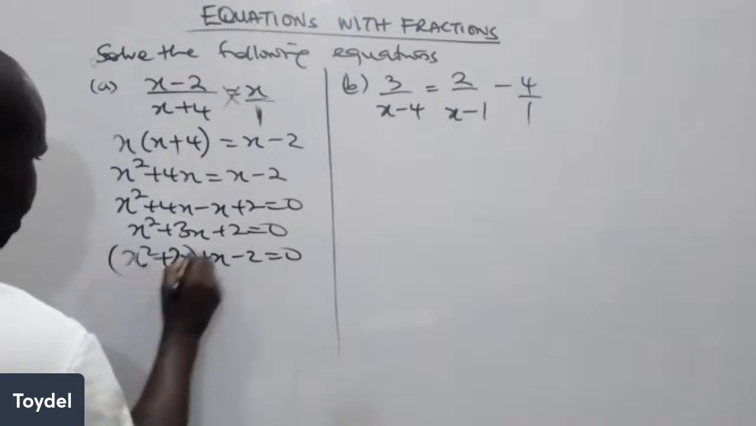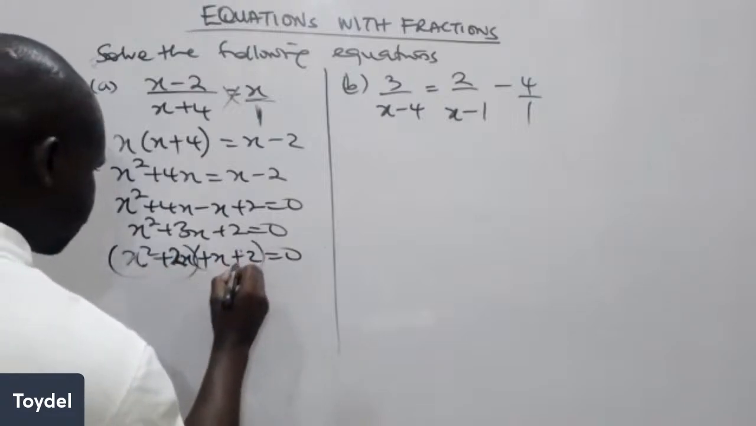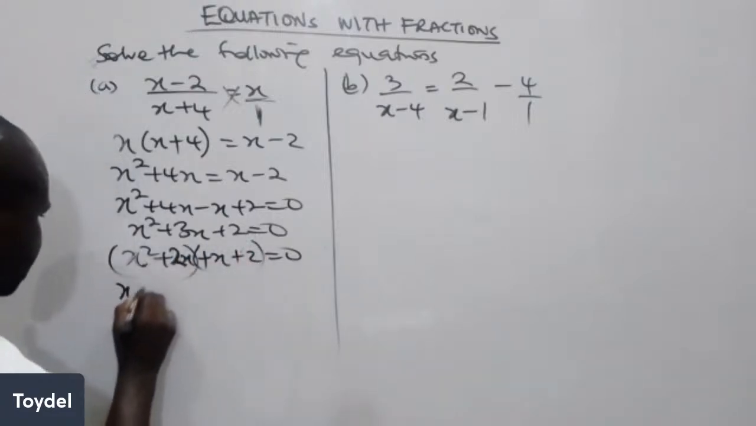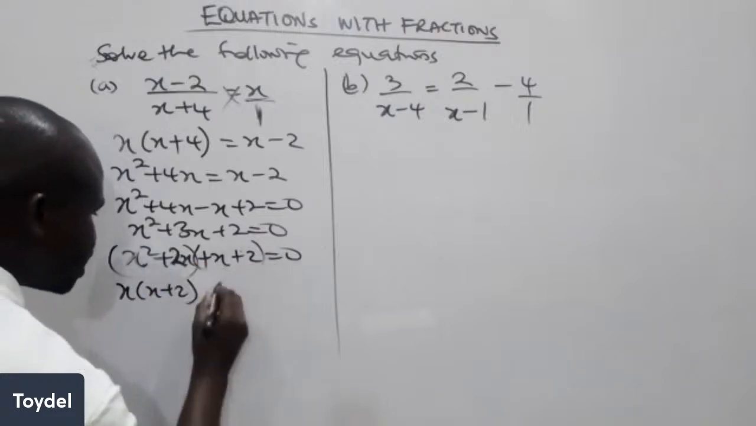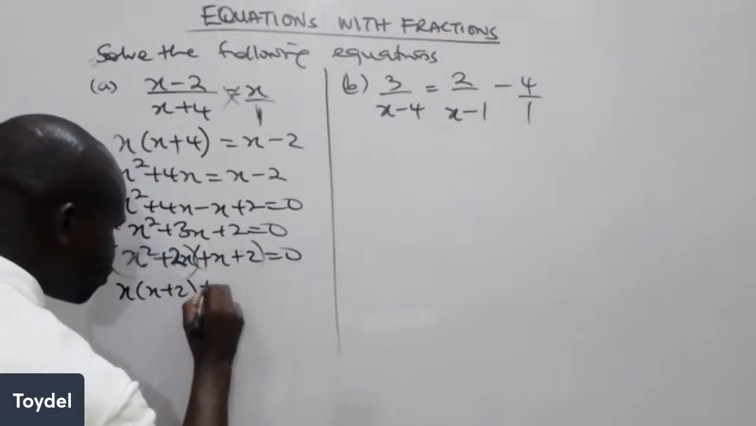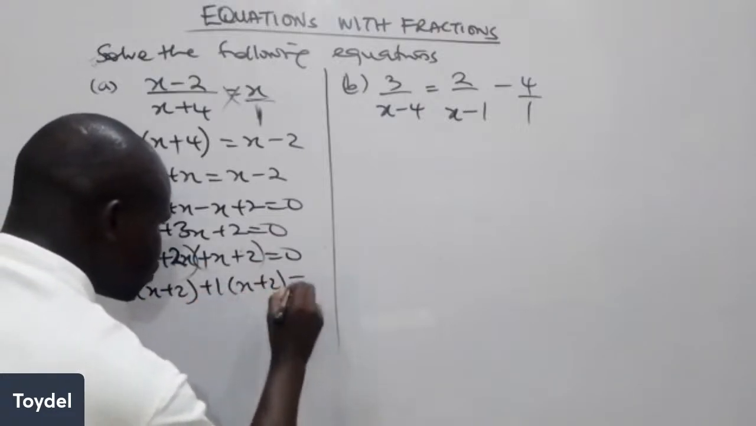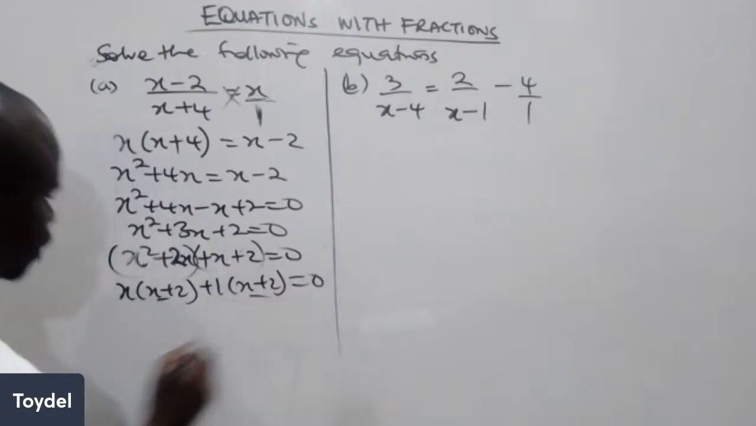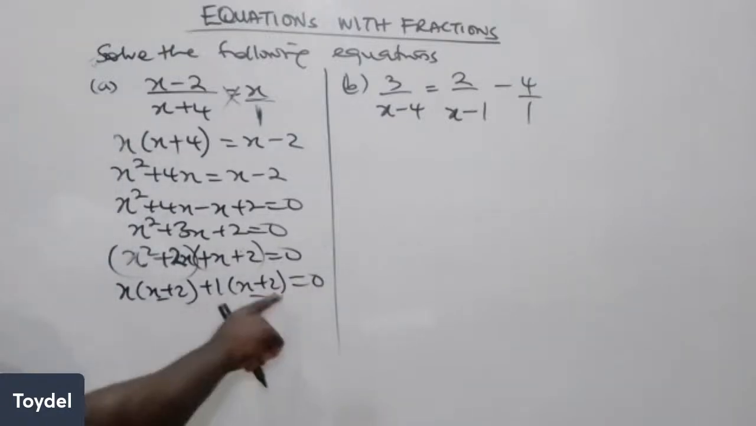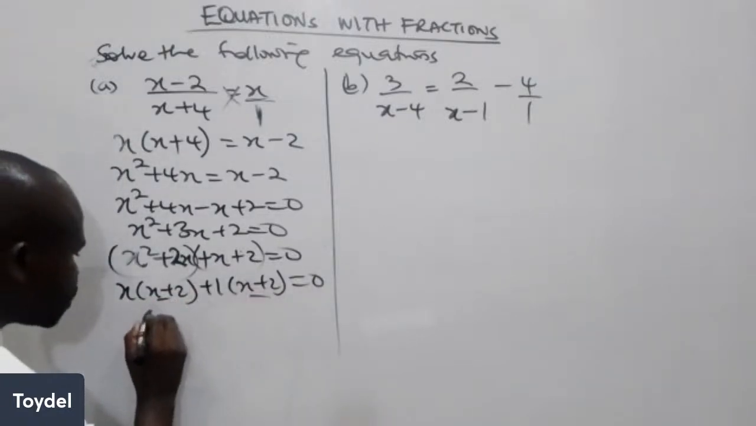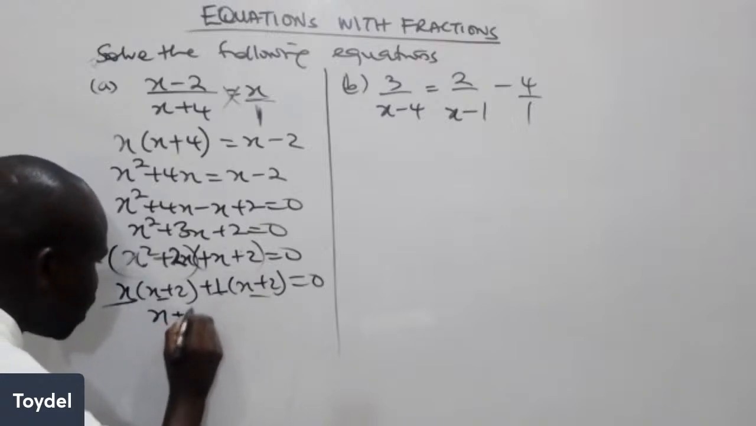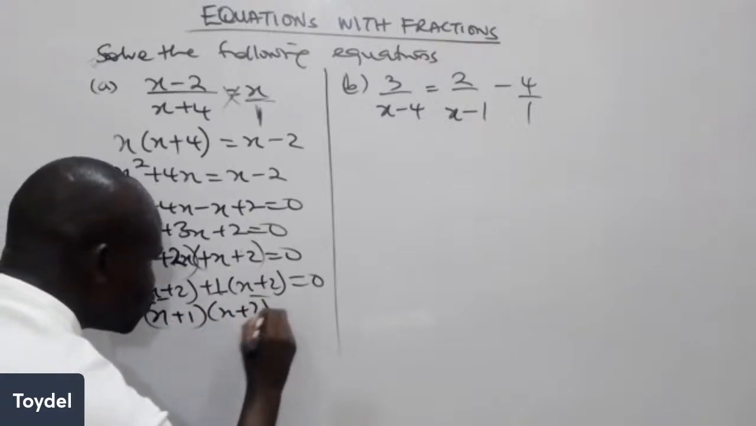So we do the grouping here. This plus 2. Then what is common in the first bracket is x, so we have x plus 2. In the second bracket, what is common is plus 1, then we have x plus 2 equal to 0. So what you have here is what you have here. That is how to check if you factorize and it's correct. So we now group these two: x plus 1 into bracket x plus 2 equal to 0.